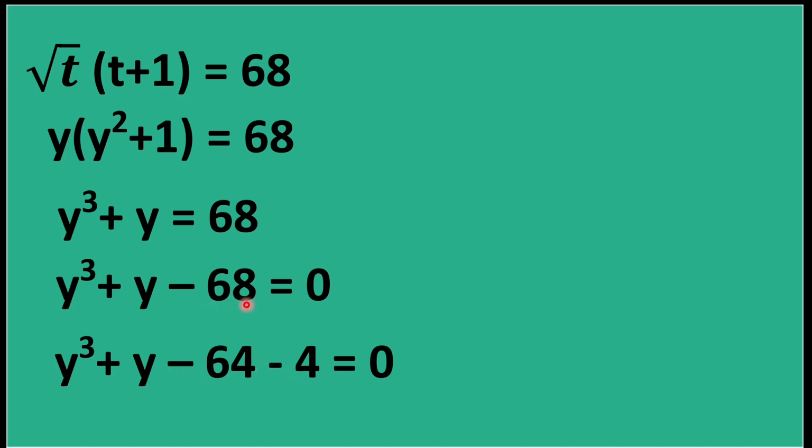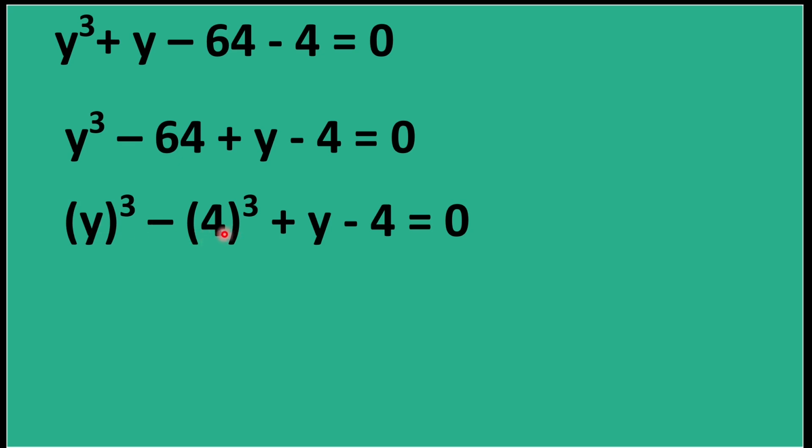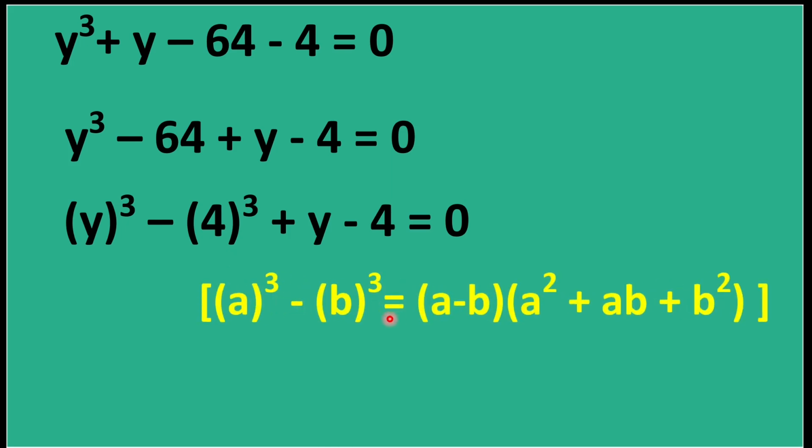We have split this to make a formula. So now we will rearrange this equation as y cube minus 64 plus y minus 4 equal to 0. And now we can write this as y cube minus 4 cube. So that's why we have split this 68 into 64 minus 4 to make this a cube minus b cube formula. And this plus y minus 4, which is equal to 0. And now it is in the form of a cube minus b cube formula, which is a cube minus b cube equal to a minus b into a square plus ab plus b square.